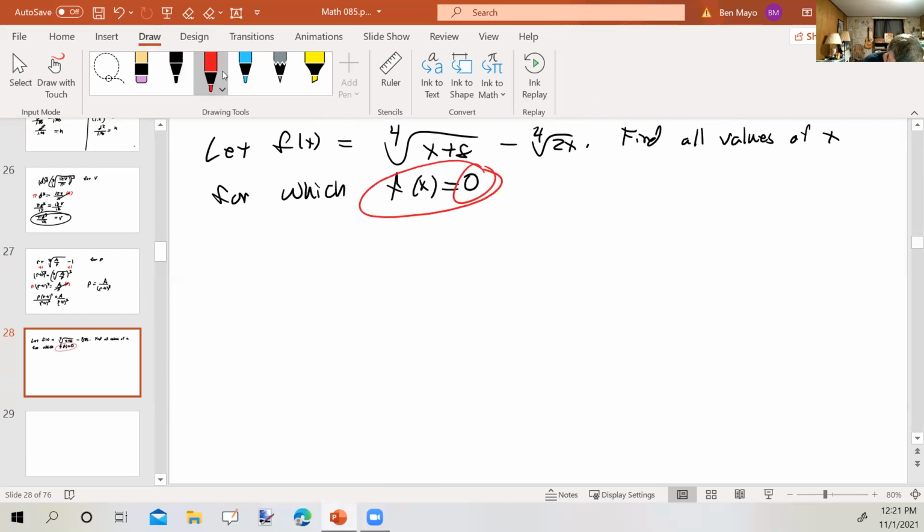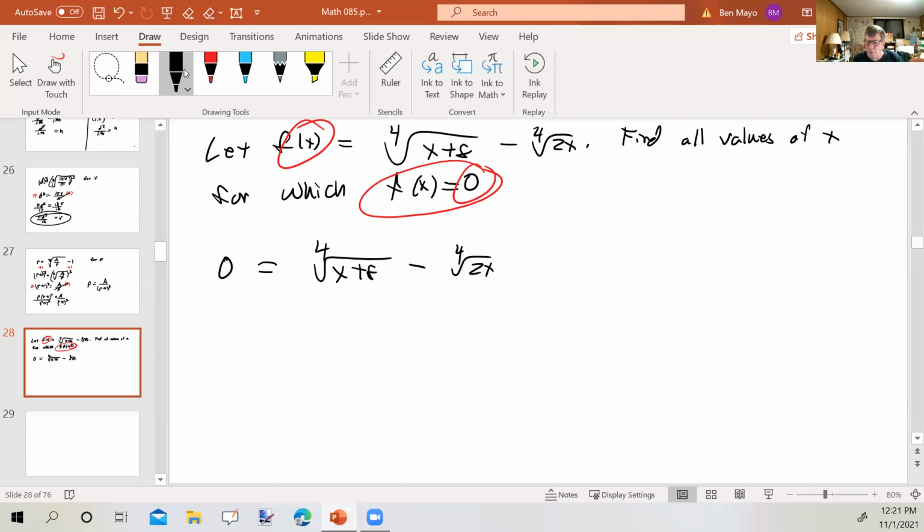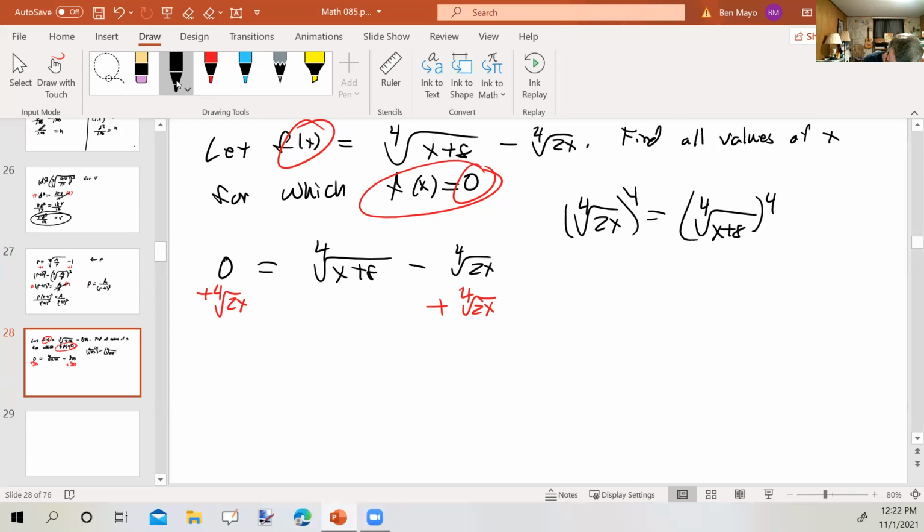So again, we're going to substitute. We're going to put 0 in the place of f of x. So that's going to give me this equation. I've got two radicals, so I want to isolate them. So I'm going to add the fourth root of 2x to both sides. So now I've got the fourth root of 2x equals the fourth root of x plus 8. I'm going to raise both sides to the fourth power, and I'll get that. Subtract x, I get x equals 8.